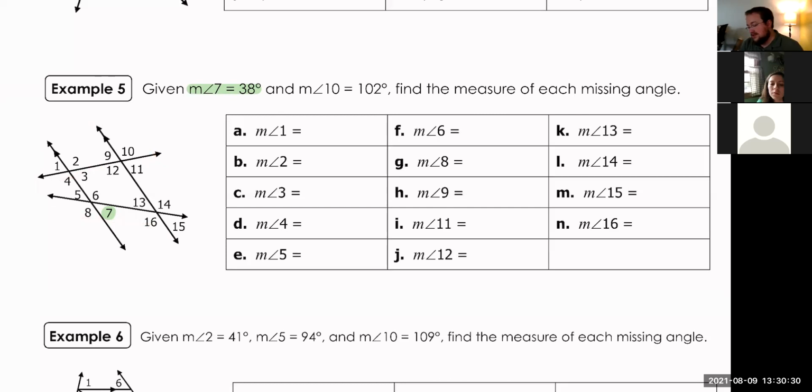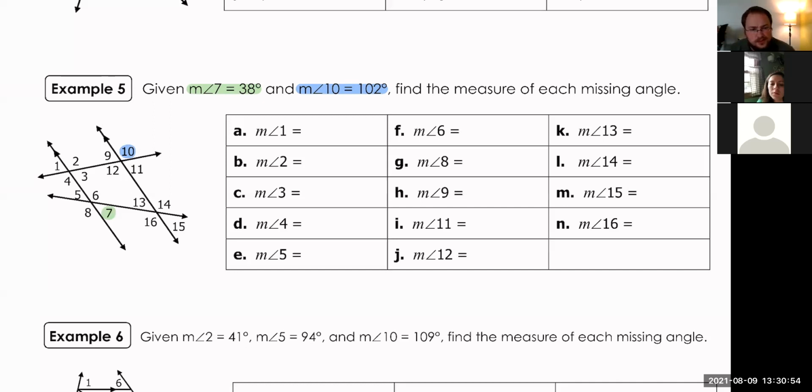Let's make sure we don't accidentally mix and match here. So we are going to have some different measurements going on rather than just the same two. Measure of angle 10, we've been told, is 102 degrees. And we're going to work our way through it from there.